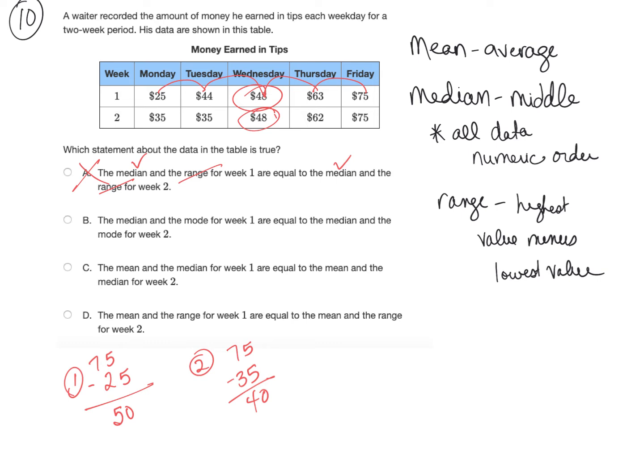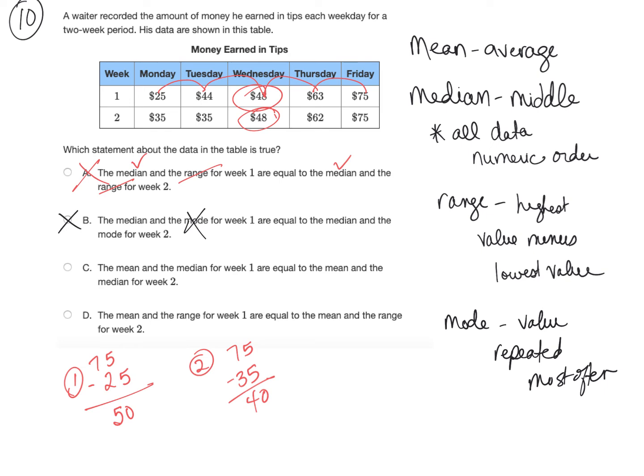Okay, B: the median and the mode for week 1 is equal to the median and the mode for week 2. One thing I didn't mention in review is what the mode is. The mode is the value repeated most often. You can see in week 2, the mode is 35 because that's listed twice. But if you look at week 1, I don't have anything that repeats. So it can't possibly be B because there is no mode for week 1.